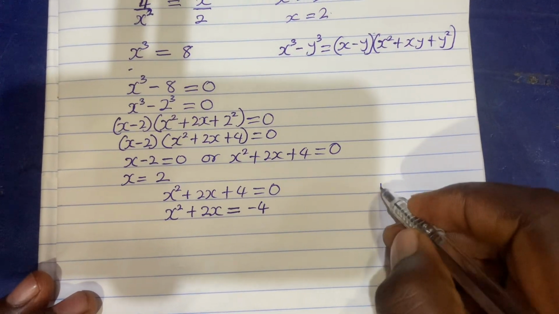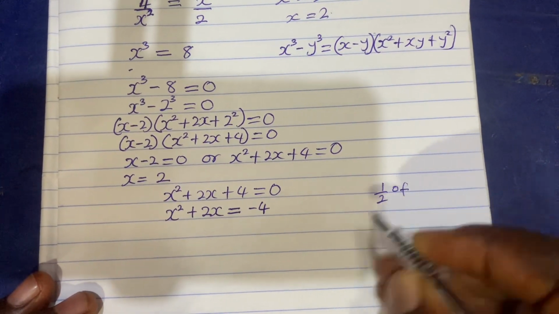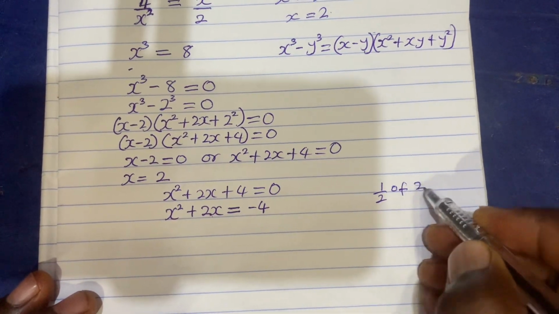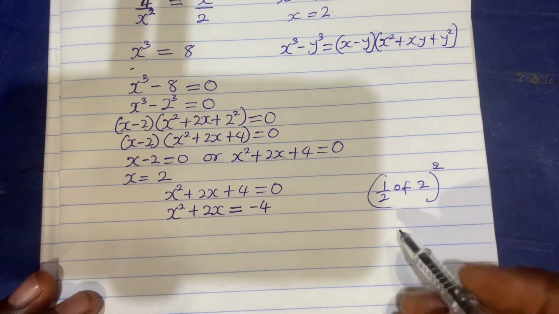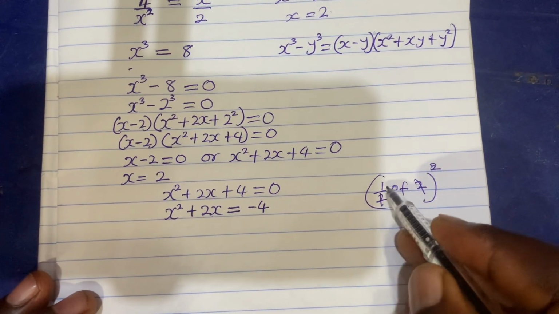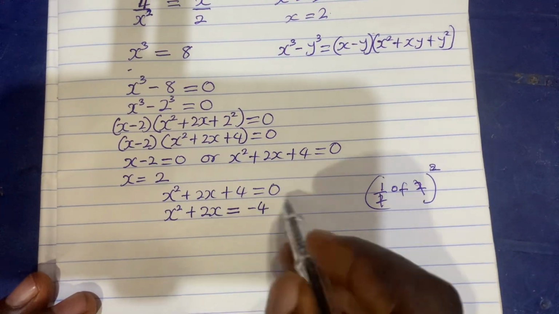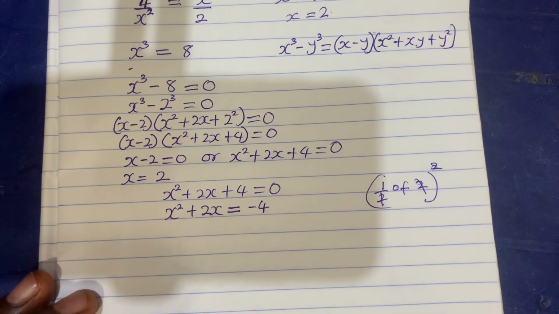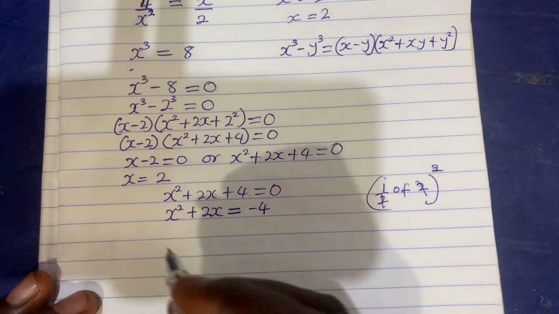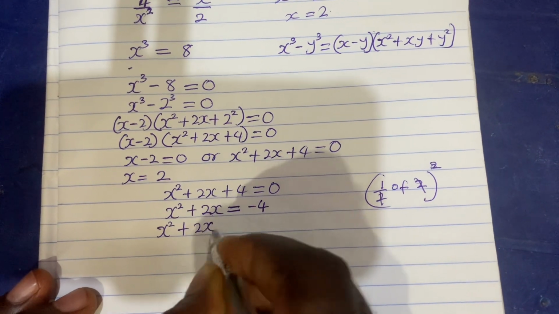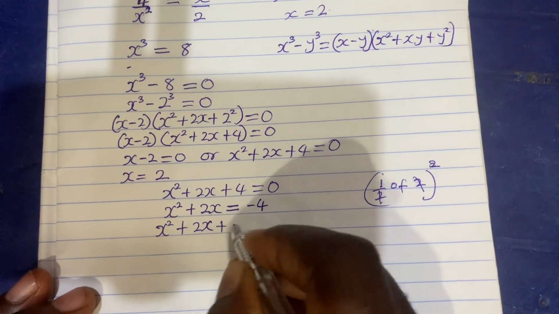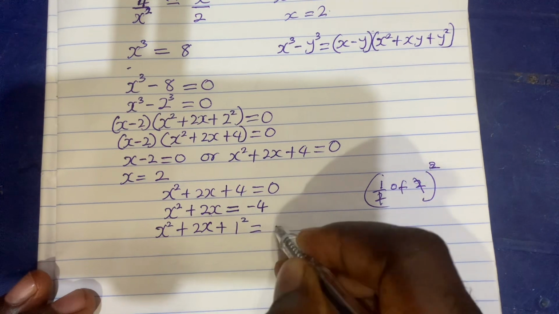We find half of the coefficient of x here, which is 2. Then what do we do? We square it. After squaring it, we carry it and add it to both sides. So I'm having just 1, 1 squared is what I'm adding to both sides. That is what completing the square is and nothing more. So let us do it. So I have x squared plus 2x. Now we got it to be plus 1 squared is equal to what?